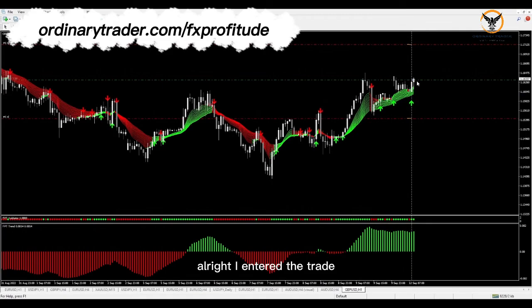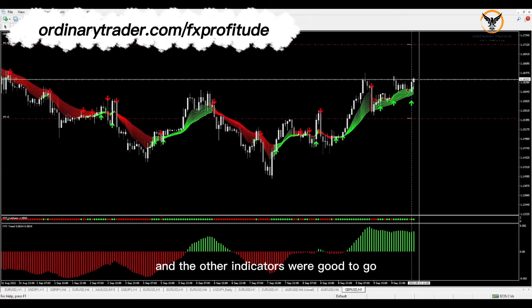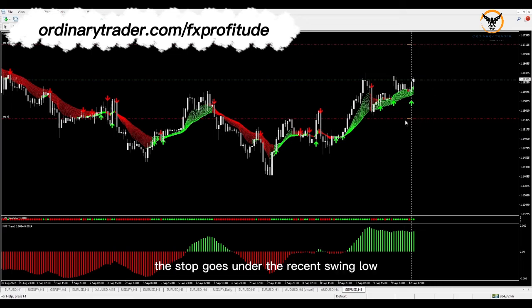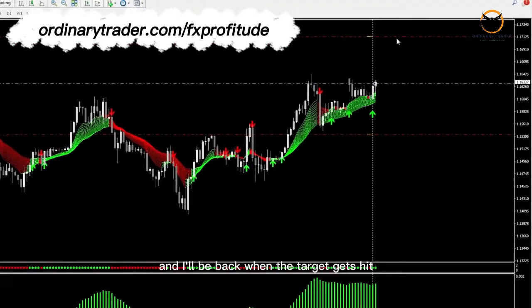All right, I entered the trade. We had the green arrow appear under the price and the other indicators were good to go. The target on this trade is 80 pips. The stop goes under the recent swing low and the take profit is the same number of pips as the stop loss. So this is a 1-to-1 reward to risk ratio. So now that we are in the trade, I'll let it play out and I'll be back when the target gets hit.